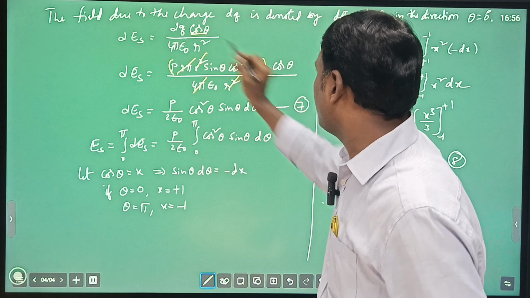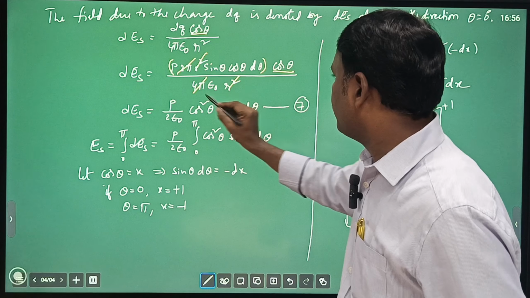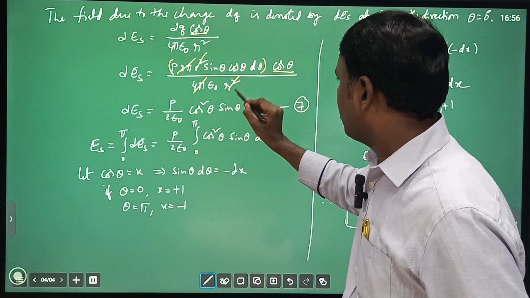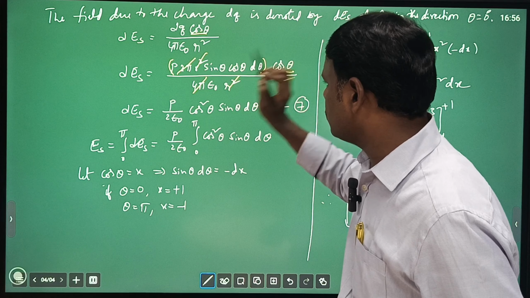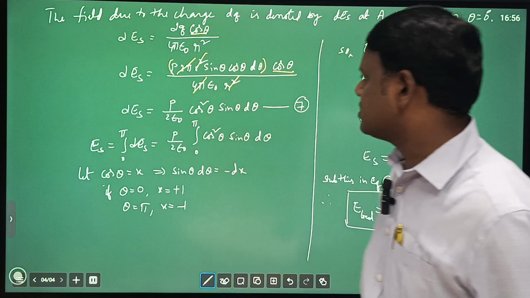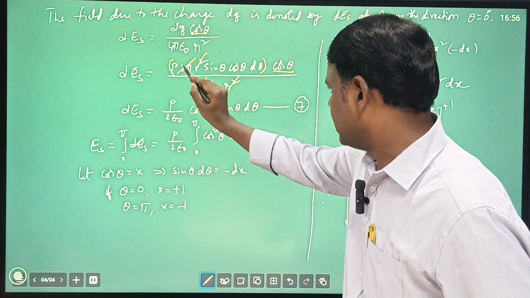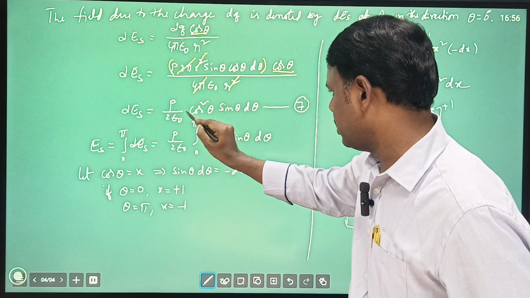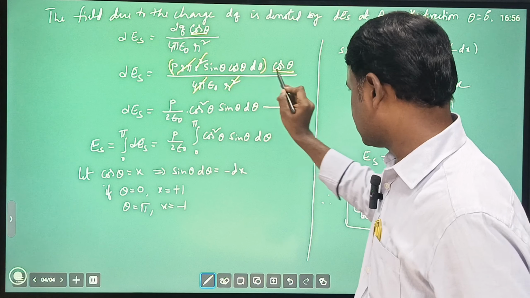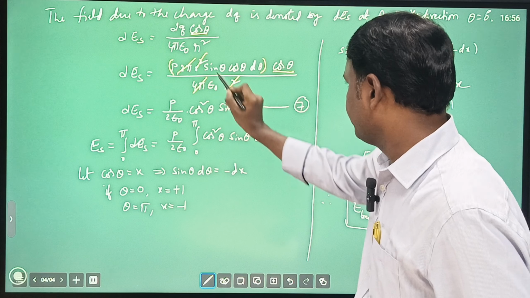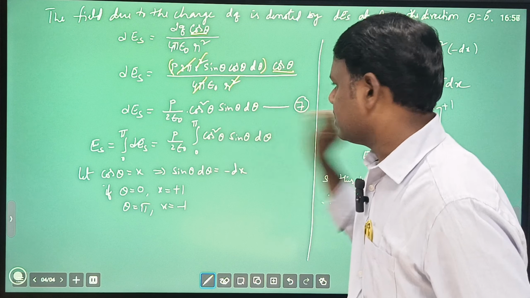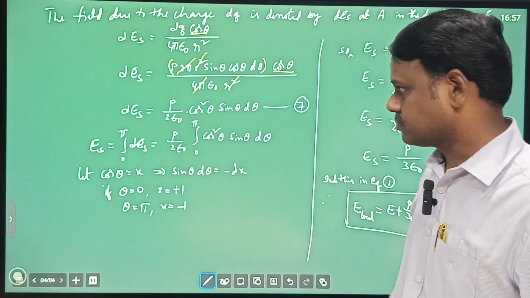And then here we have cos theta divided by 4 pi epsilon naught into r square. So r square cancels out, and 2 pi by 4 pi cancels to a factor of 2. So dEs is equal to p by 2 epsilon naught into cos square theta into sin theta d theta. Let it be equation number 7.